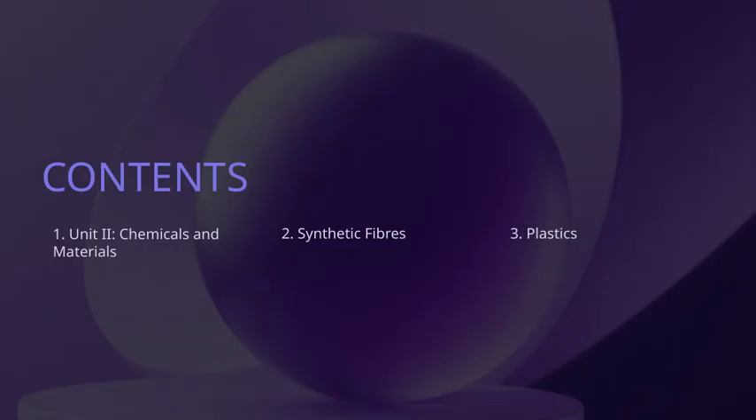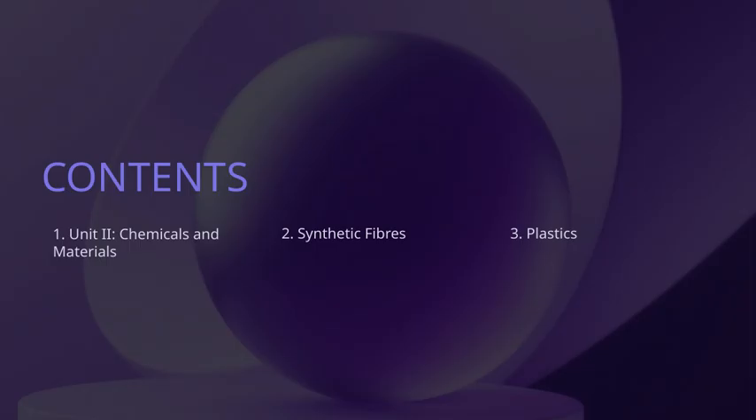Let's take a closer look at the contents of this section. First, we have Unit II, which focuses on chemicals and materials. This is a broad area that covers various substances used in everyday life and industrial applications. Next, we move on to synthetic fibers, which are man-made fibers created through chemical processes. These fibers are essential because they have properties like durability and flexibility, making them suitable for numerous uses, from clothing to industrial materials. Finally, we come to plastics.